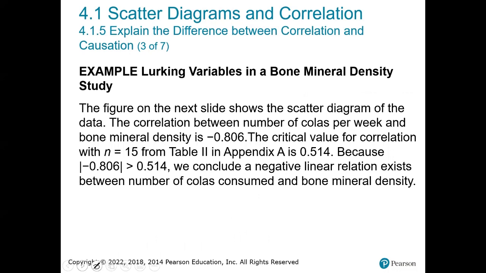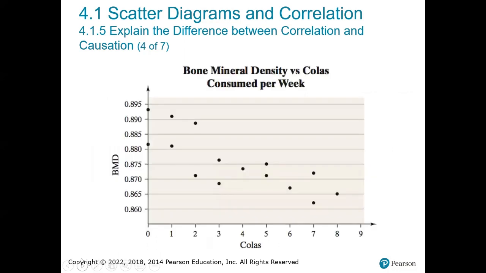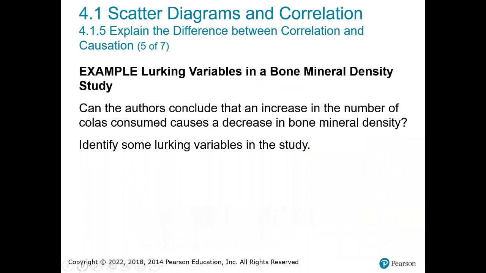So let's take a look. The figure on the next slide is going to show us our scatter diagram, and it's going to tell us that yes, we have a linear relationship here. It does look like if I drink more colas, my bone density goes down. But again, because this is observational, do the authors conclude that an increase in the number of colas consumed causes bone density to decrease? The answer is no, because it is observational.